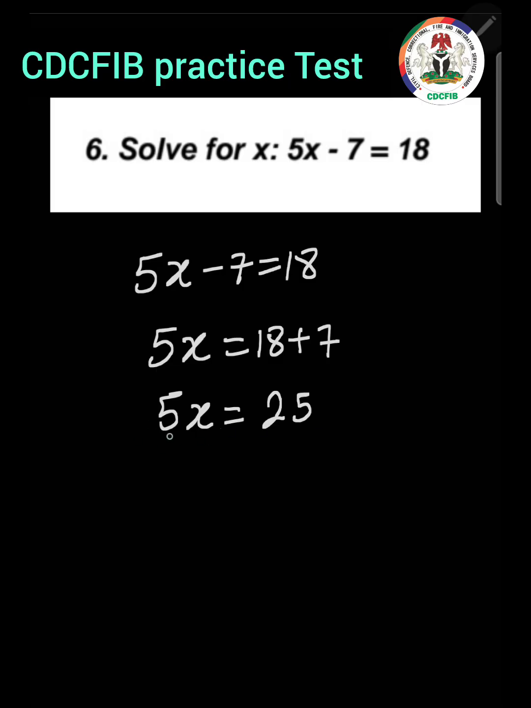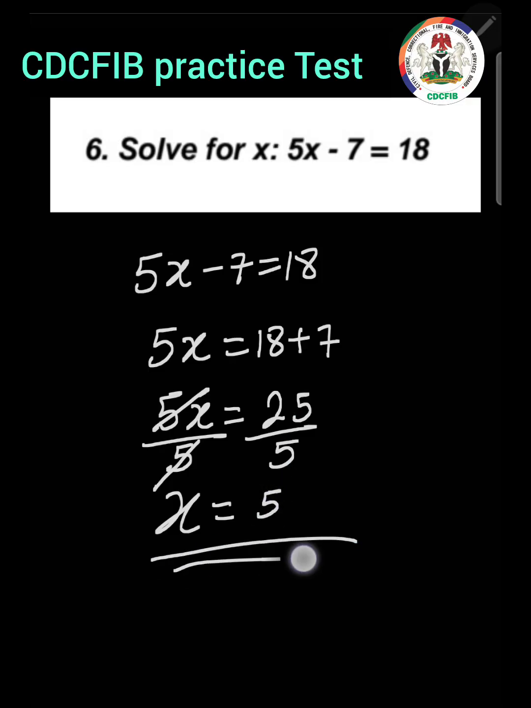Then we divide both sides by the coefficient of x to get the value of x. So we divide the left hand side by 5 and also by 5 on the right hand side. So this 5 is going to cancel this 5. x will be equal to 25 divided by 5, which is going to give us 5. So therefore 5 is the value of x that satisfies this equation.